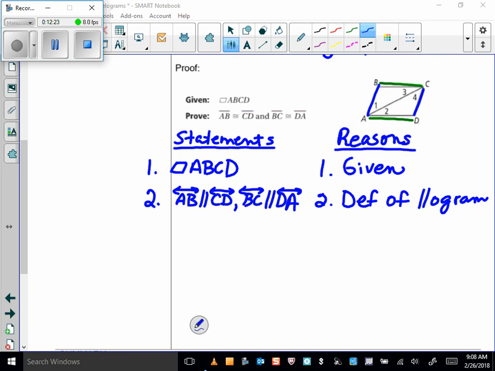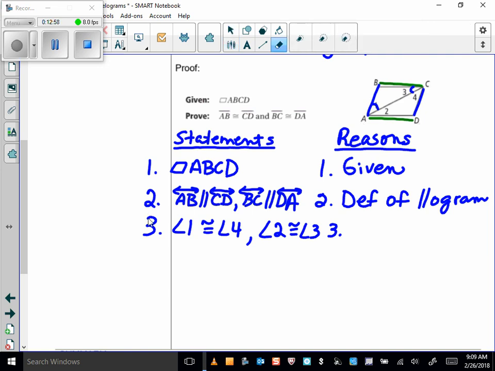Okay, so we know that the opposite sides are parallel because of the definition of parallelogram. So let's see what I know. Now, I know that angle 1 is congruent to angle 4, and also angle 2 would be congruent to angle 3. Somebody tell me in your head, why do I know this? Oh, because they're alternate interior angles. If I use that diagonal as a transversal, then I got alternate interior angles.